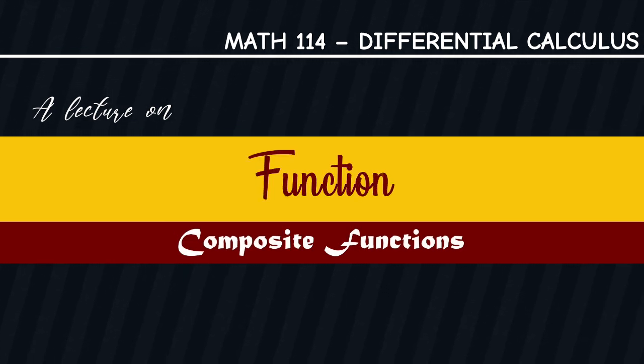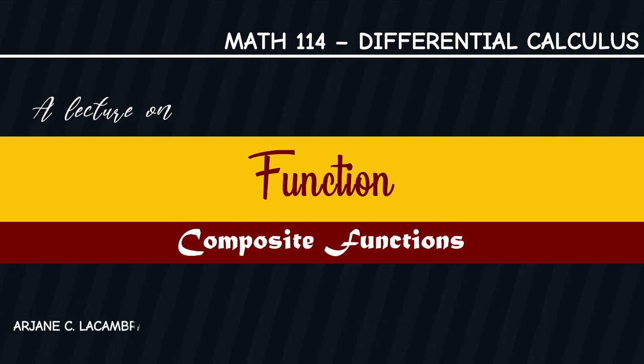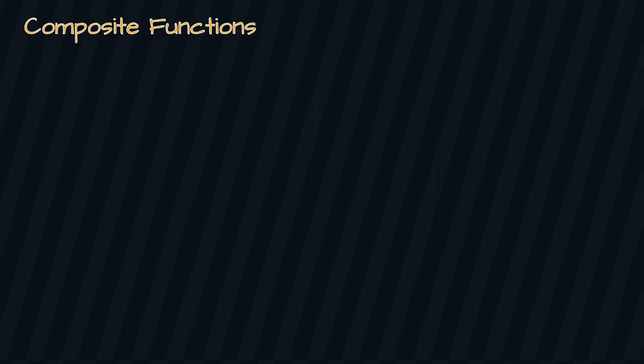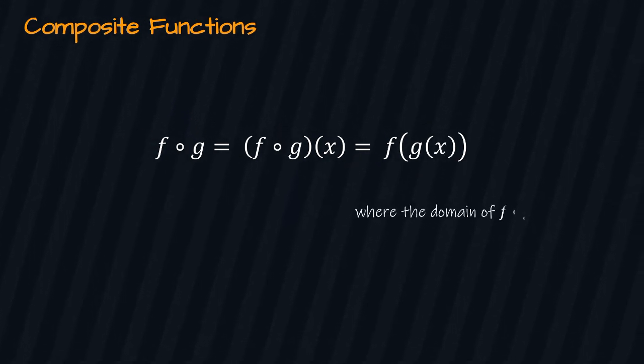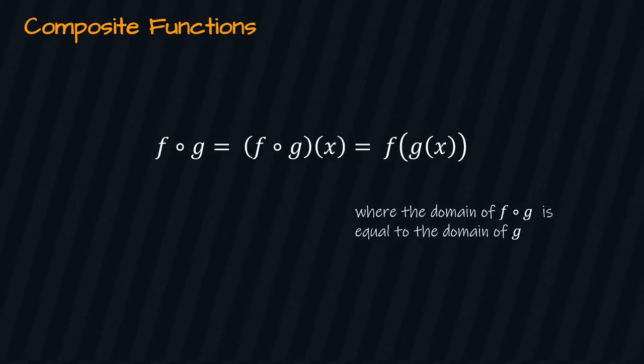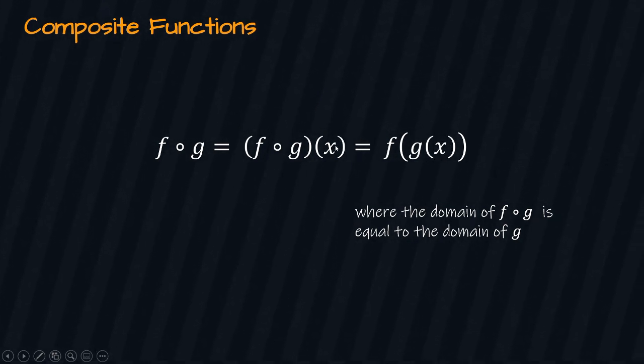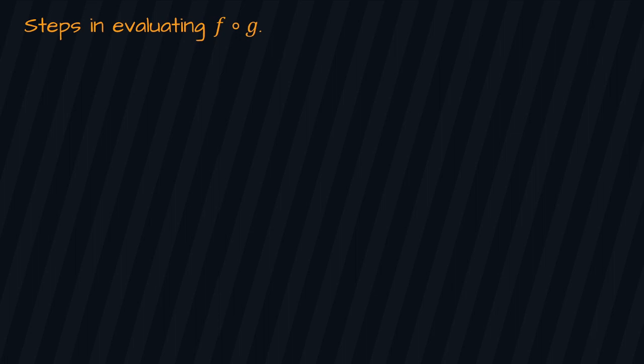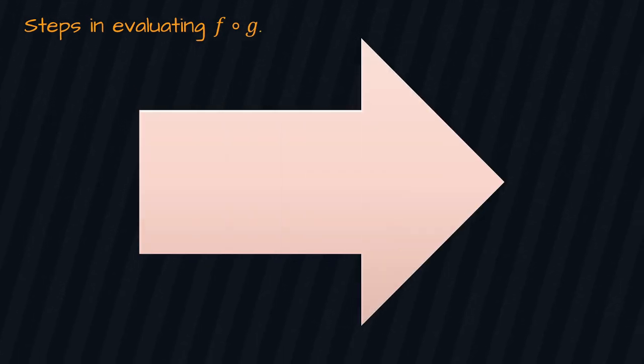Let's now proceed with our discussion of composite functions. Are you ready? What are composite functions? These are functions that are combined with other functions and evaluated in succession. The composition of f with g, denoted by f circle g, is defined by the symbol, where the domain of f circle g is equal to the domain of g. That is to say, if we use the variable x in f of g, then we use the variable x for f circle g.